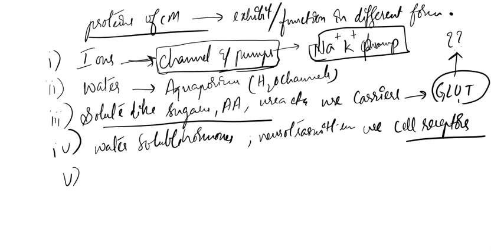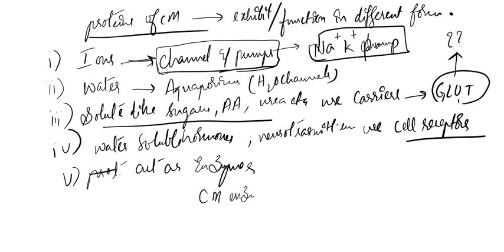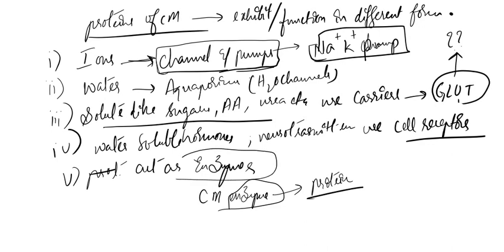Now the final one is that the proteins of the cell membrane can also act as enzymes. So that's why sometimes in explanations we talk about cell membrane enzymes. Why do we call them cell membrane enzymes? These enzymes are nothing but the integral proteins present in the cell membrane that are freely floating in the ocean of fluid-like phospholipid arrangement. These integral proteins act as enzymes also.